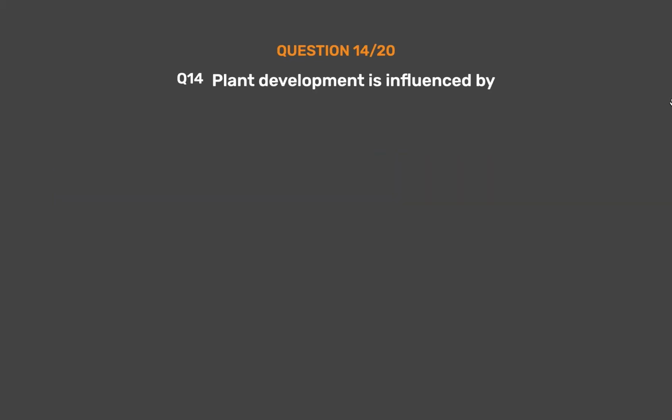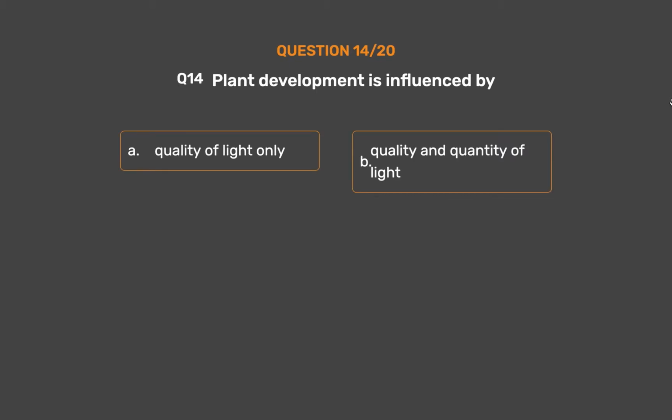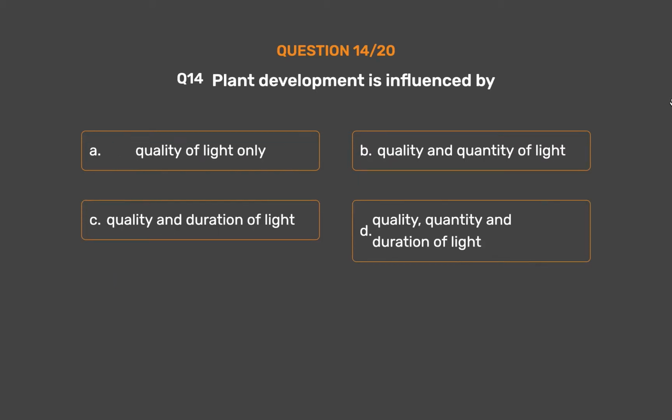Question number 14. Plant development is influenced by option A. Quality of light only. Option B. Quality and quantity of light. Option C. Quality and duration of light. Option D. Quality, quantity and duration of light. The correct answer is option D. Quality, quantity and duration of light.